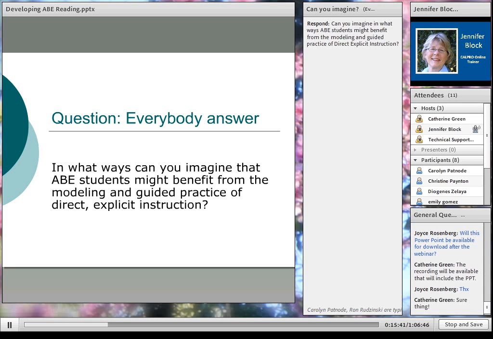Too often in ABE classes we have such a wide range of skills that students perhaps don't receive as much direct explicit instruction as might be ideal. But from a student's point of view, can you imagine, put yourself in their shoes for a moment and imagine how students would benefit from the modeling and guided practice of direct explicit instruction.